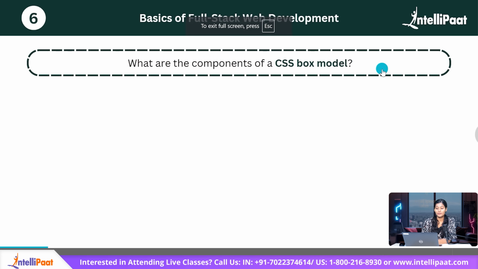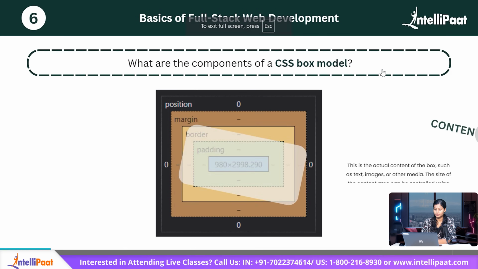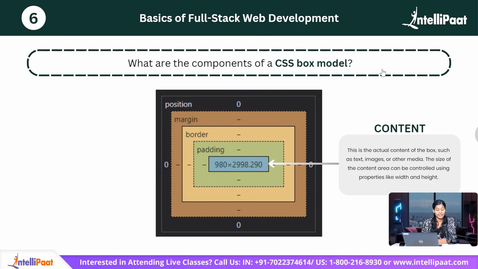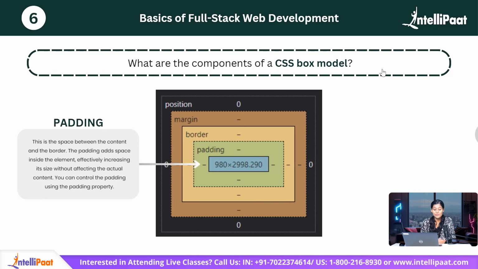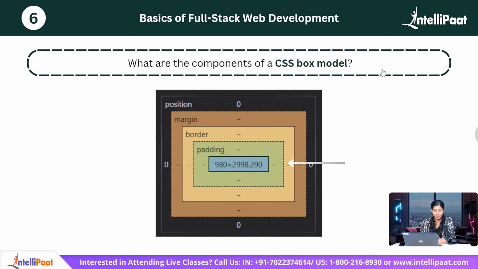Now let's look at it from a technical perspective. First, you have the content. This is the actual content of the box, such as text, images, or any other media. The size of the content area can be controlled using properties like width and height, which I told you before. Padding is the space between the content and the border. The padding adds space inside the element, effectively increasing its size without affecting the actual content. You can control the padding using the padding property.